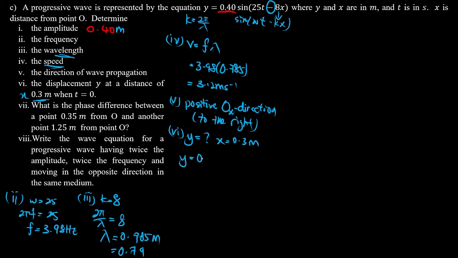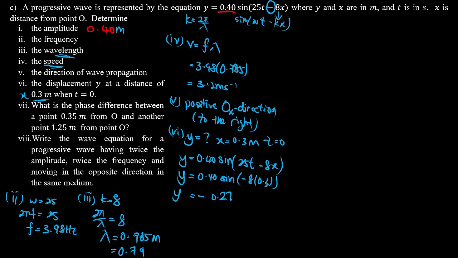So you have y equal to 0.40 sine (25t minus 8x). You are given t is equal to 0, so substitute inside: y = 0.40 sine, you are left with negative 8 times 0.3. So you get your answer y as equal to negative 0.27 meter. Don't forget your negative sign, because here you have negative. Okay?